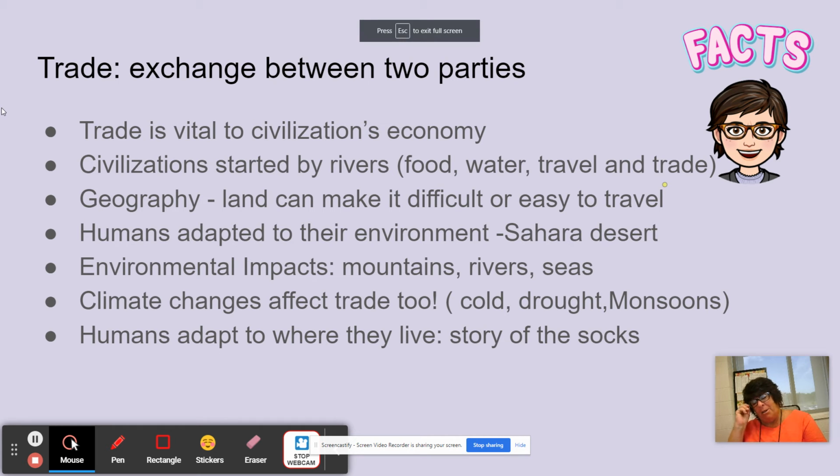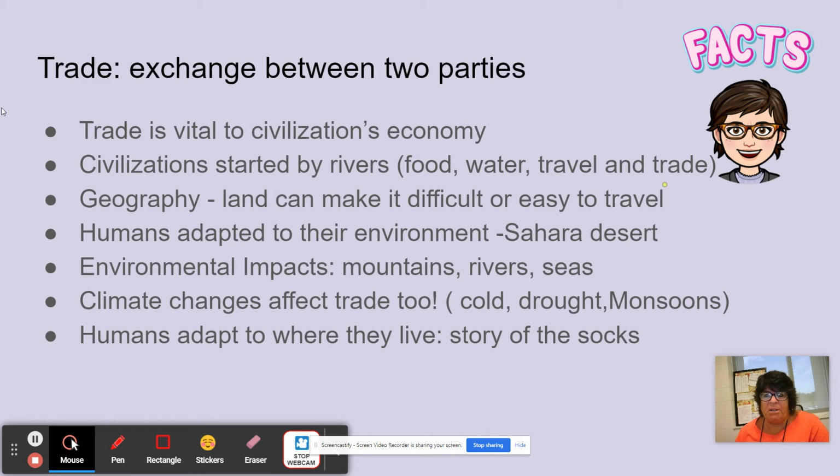some facts about exchanges. When we trade as an exchange between two parties, trade is vital to a person or a civilization's economy. You may have remembered that when COVID first struck and we shut everything down, how that trade affected all of us, our economy. Civilization started, obviously, we know that by the rivers, but those rivers were used for trade. It enabled them to trade and move and travel because they used the water system.